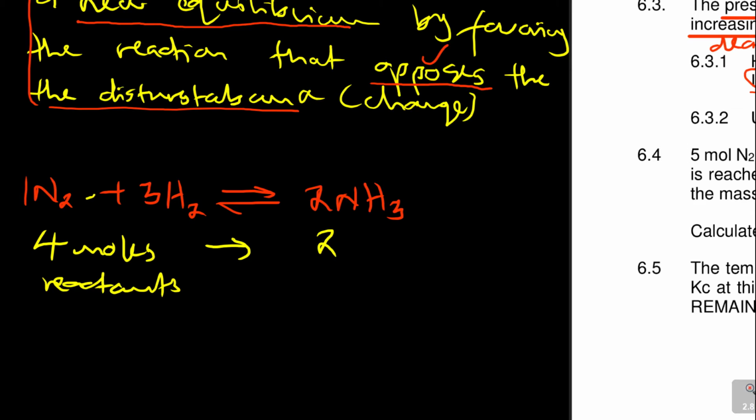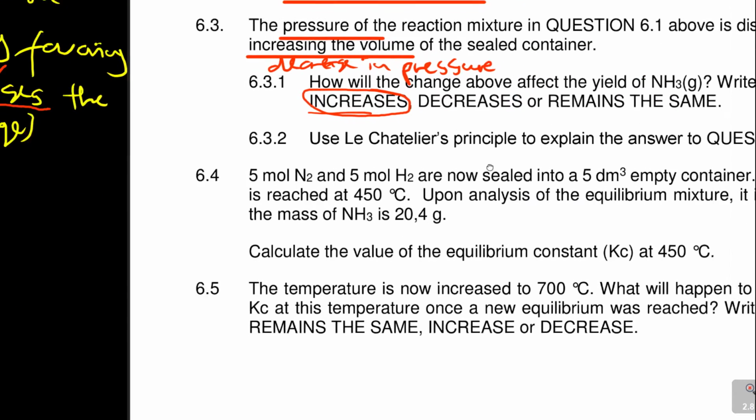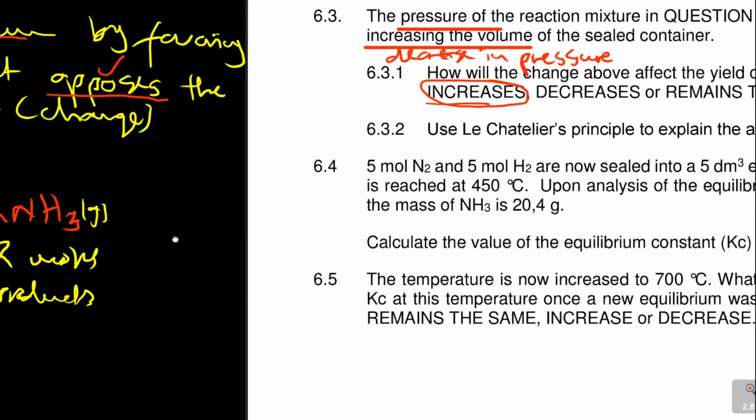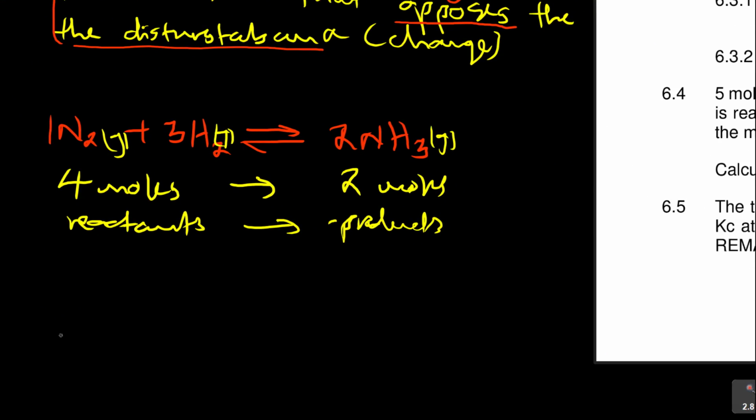Remember, this is gases, so obviously it's G, that's why we're dealing with pressure. It gives us what? 2 moles of products. So now they're saying use Le Chatelier's principle to explain this answer. You are going to say increase, that's the first part. What does the increase in volume mean?